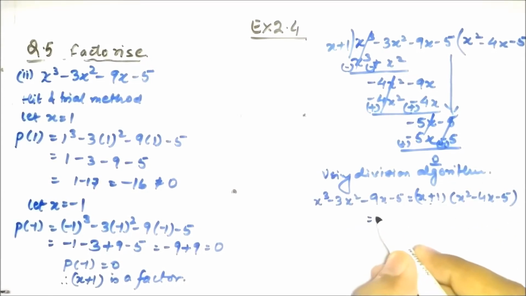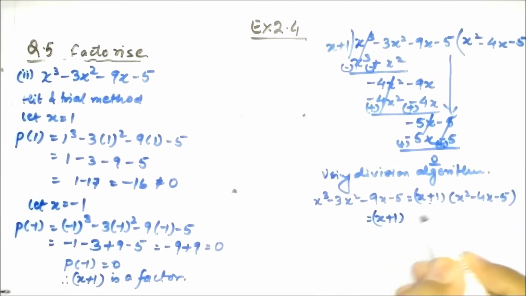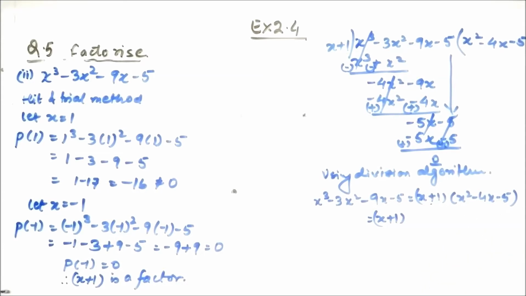Now this can be written as x plus 1. This is x plus 1, and here we have a quadratic polynomial. So we are going to break this into two factors by splitting the middle term, which we have done in question number 4. By splitting the middle term, we have the value of a as 1, b as minus 4, and c as minus 5.